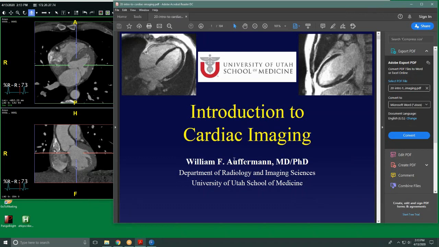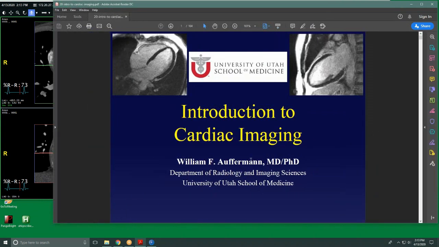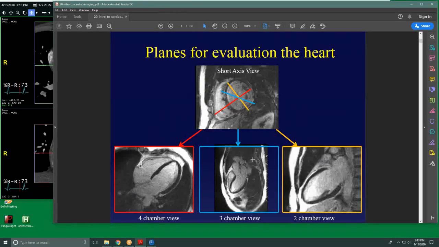So let's see here. All right, so we're going to talk a little bit about cardiac imaging right now. Kind of flip back and forth so we can do some real-time looking at images. So cardiac, a brief whirlwind tour of cardiac anatomy is that there are several planes often used for evaluation of the heart, okay? This is, I'd say, probably the easiest one for most people to understand, the 4-chamber view.